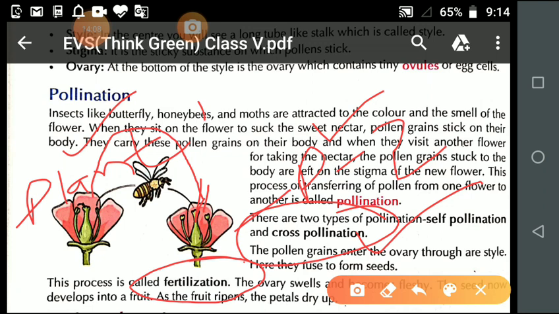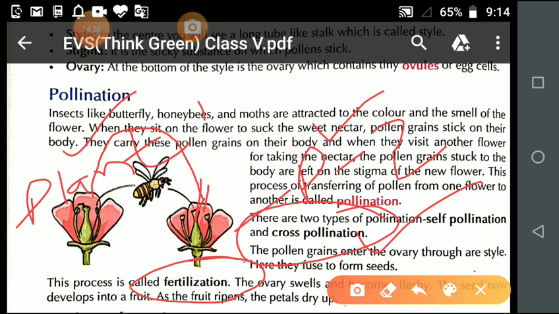Now fertilization can be defined as the fusion of the male gametes with the female gametes. What are the male gametes? Pollen. And what are the female gametes? Ovules, which are present in the ovary, or you can say egg cells. Now what happens after fertilization occurs? Each ovule develops into a seed.